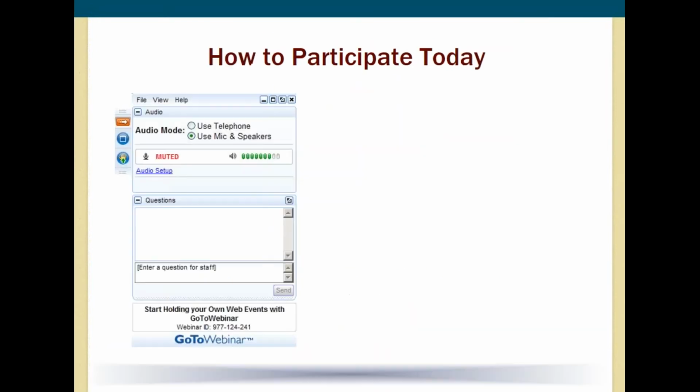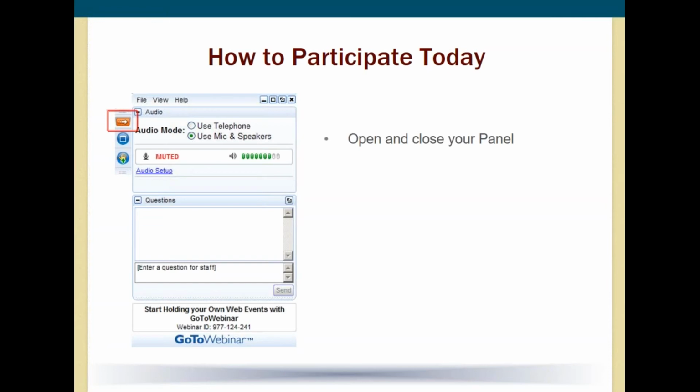Before we get started, we wanted to go over how to participate today, just in case this is the first time that you've ever used GoToWebinar. Here we're looking at an example of the GoToWebinar attendee interface, which is made up of two parts: the viewer window on the left, which allows you to see everything that the presenter will share on their screen, and the control panel on the right. Within that control panel is how you can participate in today's event, so let's look at that.